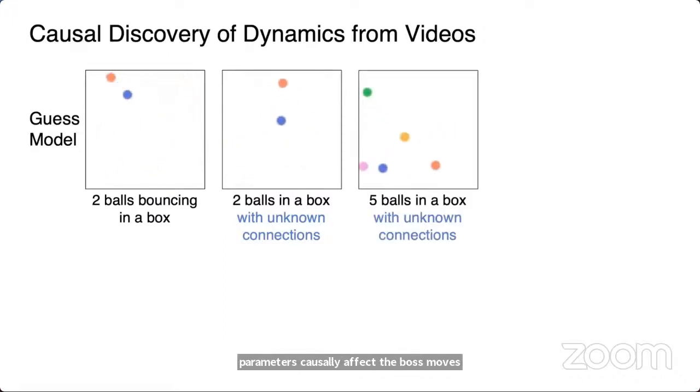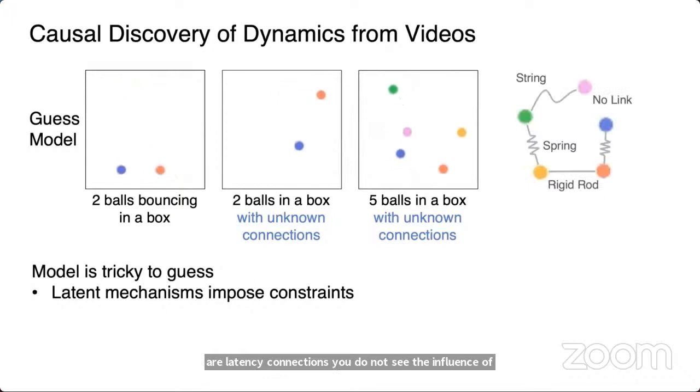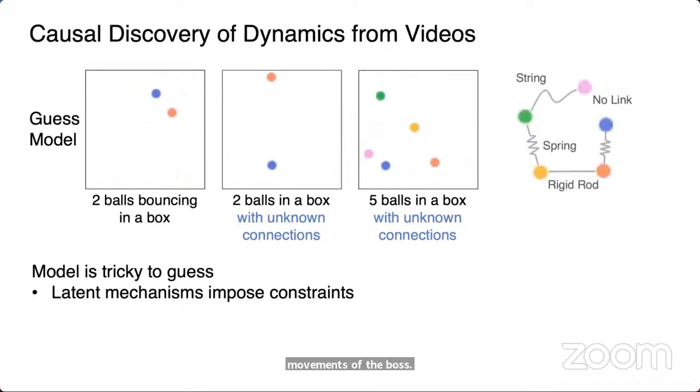And what about 5 balls? Can you guess the model? When you look closely, you may realize that there may be a rigid relation between the yellow ball and the red ball, and they always maintain a fixed distance from each other. The red ball and the pink ball are moving back and forth, and there may be some spring-like relation between them. Still, guessing the model is not trivial because there are latent connections you do not see that influence the movements of the balls. For example, they can be connected by a rigid rod, spring, string, and so on and so forth.